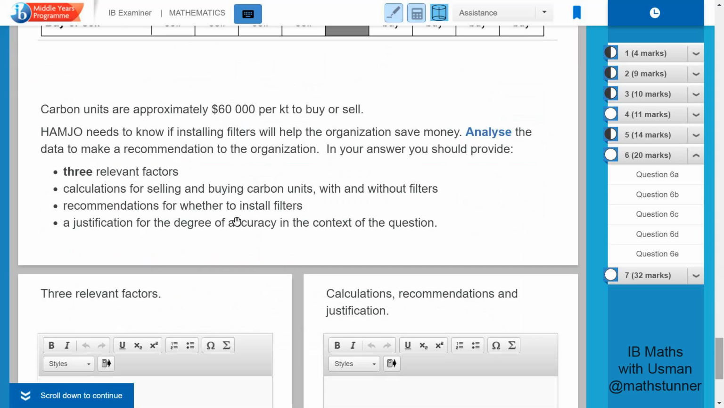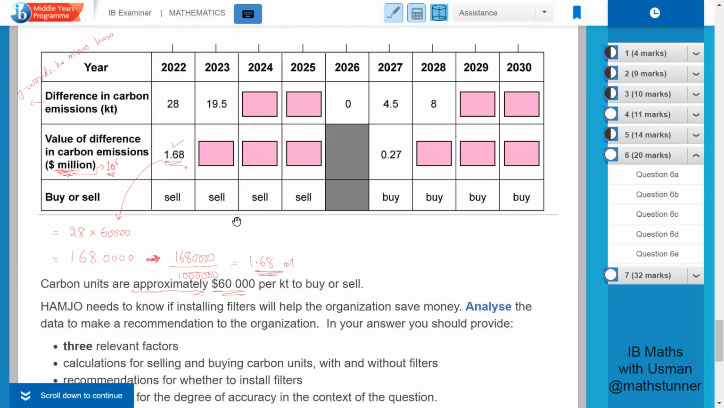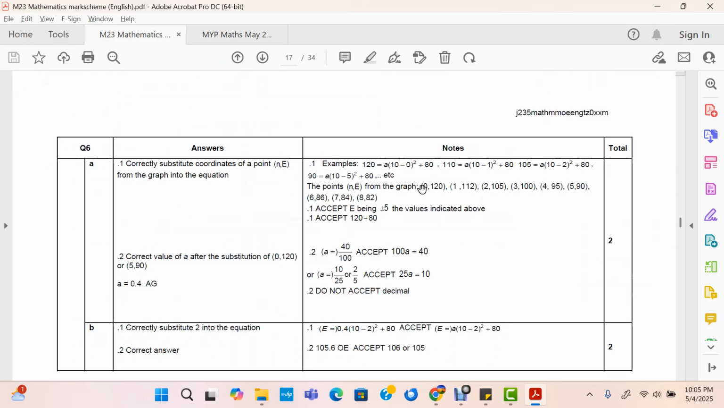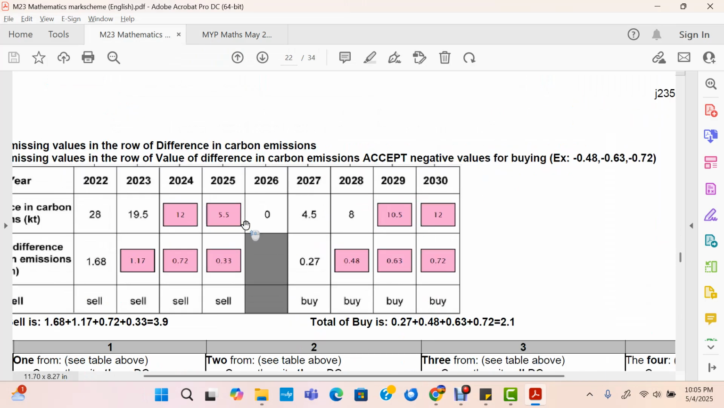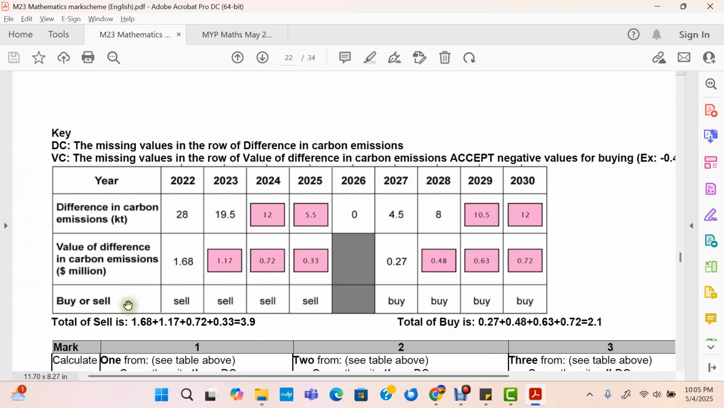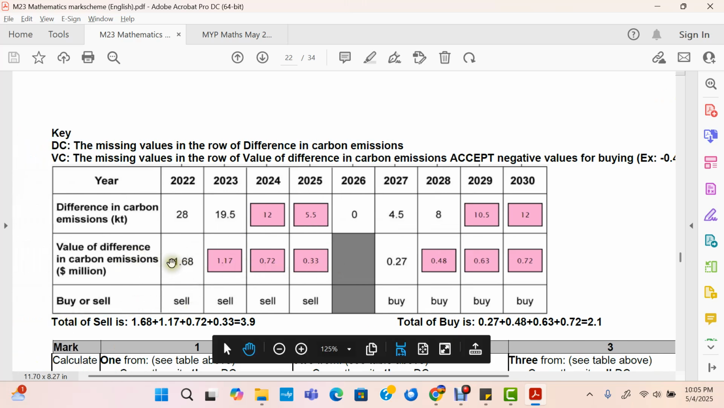All right, so the tables are going to be filled for us to do the calculations. Now for the calculations, I'll come back to the factors later. Okay, for the calculations, this is the earning zone, this is the buying zone, this is the costs. Okay, so I need to look at the marking key to show you the final answers. So over here the final answers are going to be as follows. Okay, so clearly I filled in all the tables. So the total value in millions for selling the carbon units and earning is 3.9 million, and the total value of buying the carbon units is 2.1 million.